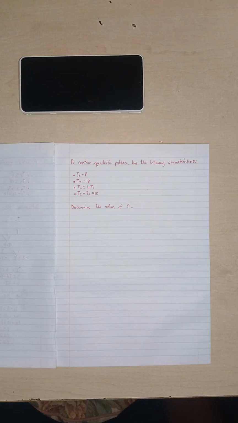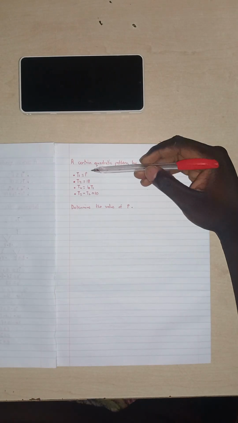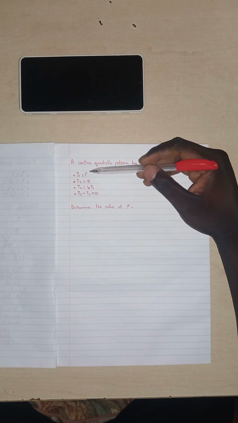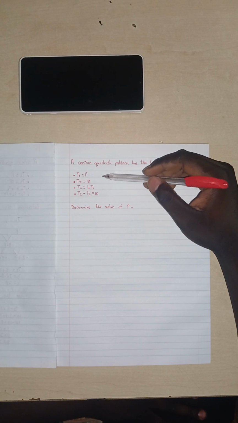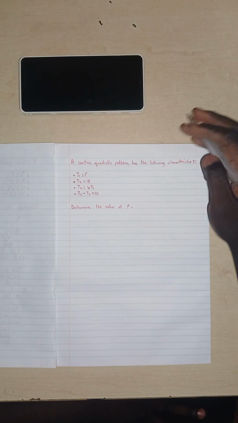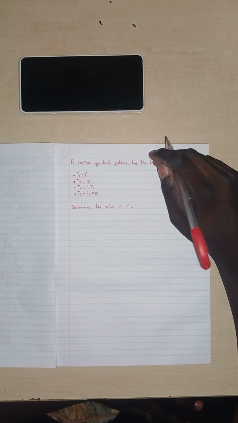They didn't give us the pattern, but they gave us a few pieces of data which we can use to try and solve the pattern and work out what it looks like.